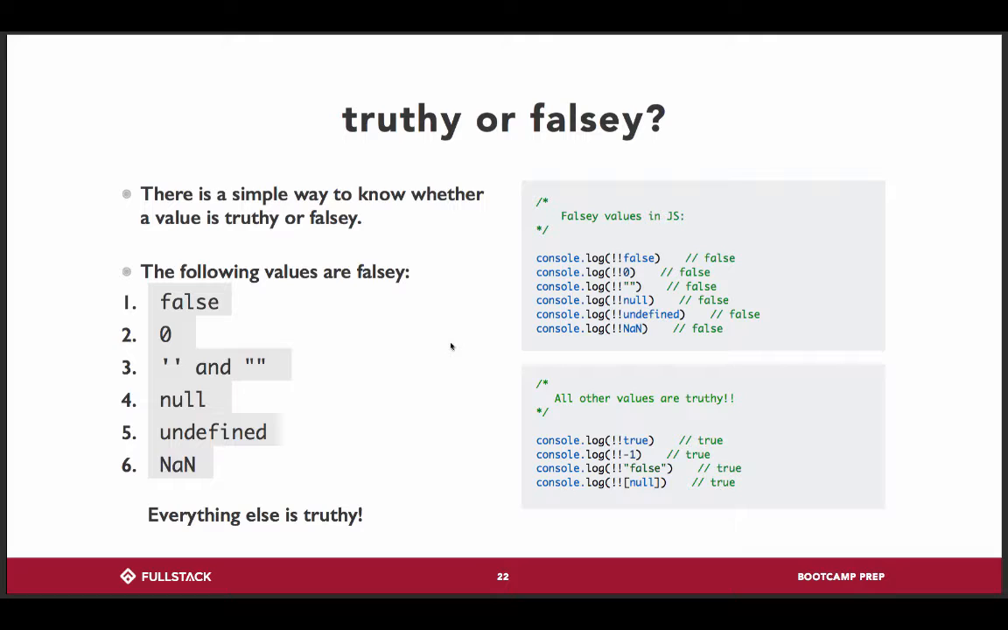Any array, like an array with null in it, that's going to be true. Any object, array, function, even if it's an empty array, it's going to be a truthy statement because it's an object. Is that the last?